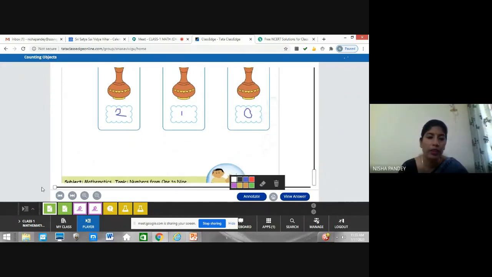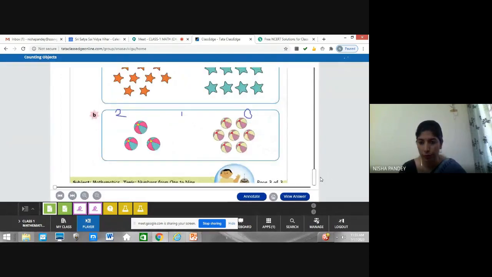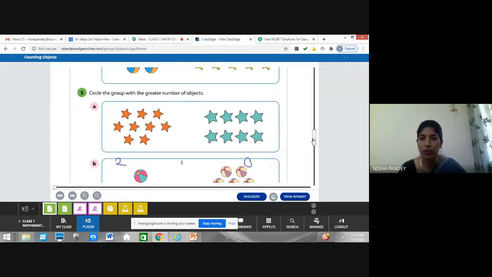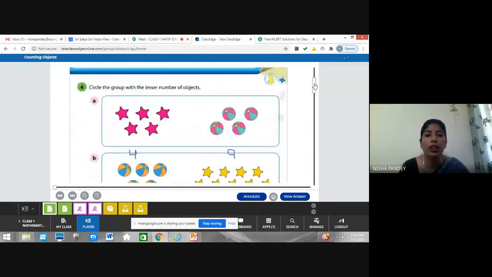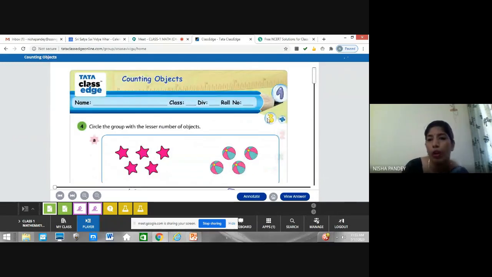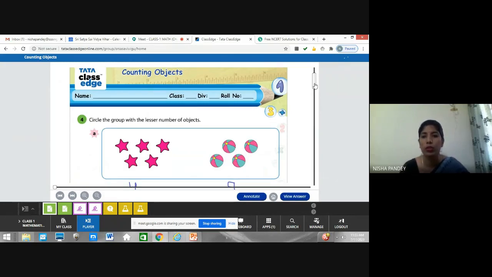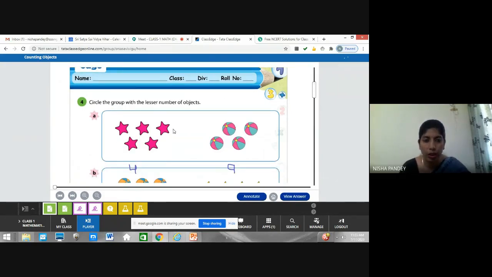So page number 3 we'll see. A very colorful page. Circle the group with lesser number of objects. We had seen more yesterday, right? Which box has more objects? So here it's the lesser one. Less is just opposite to more: more means zyada and less means kam. When we are comparing two objects, we say lesser.